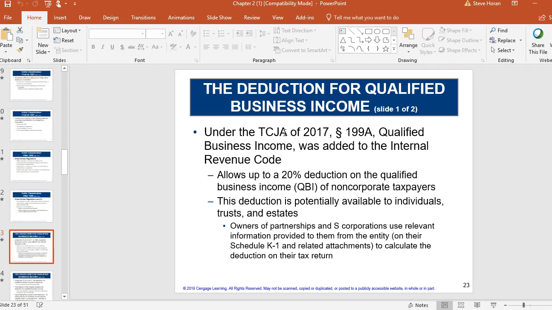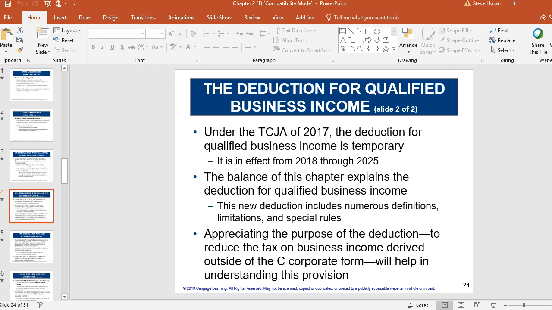So a lot of this is new. A lot of the rest of Chapter 2 is very new territory. So just keep that in mind. It's new for me. It's new for you. And so they call it Section 199A, Qualified Business Income. So this was a new code section added to the Internal Revenue Code. It allows a 20% deduction on qualified business income for non-corporate taxpayers. Okay, it's potentially available to individuals, trusts, and estates, and we'll get into trusts and estates later on too. There's a couple of chapters towards the end of the class where we'll get into those.